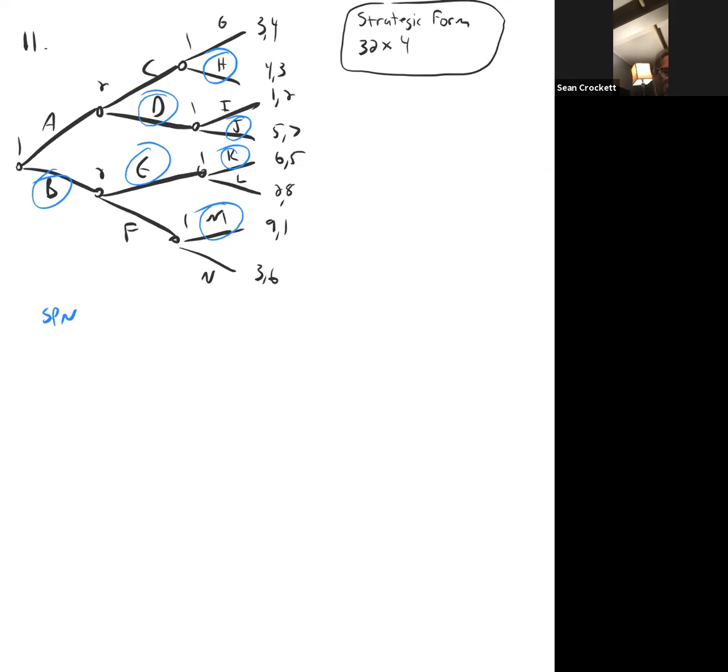And so the SPNE is for player 1's strategy to be B, H, J, K, M, and player 2's strategy D, E. That's the unique subgame perfect Nash equilibrium of this game. But just remember, this is only one strategy for player 1 of the 32 strategies that player 1 has available. So there probably is a ton of Nash equilibria in this game that aren't subgame perfect.